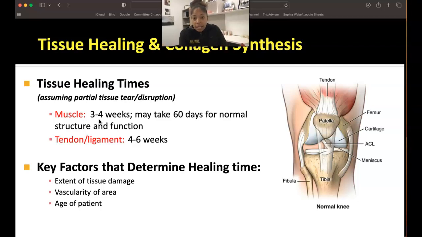But there are key factors that determine the healing time. It's going to be the extent or the degree of the tissue damage. So was it a grade 1, grade 2, grade 3, right? The vascularity of the area, we just talked about that with muscle versus tendon and ligament, and the age of the patient. Well, I'm not going to say how old I am, but let's just say it takes a lot longer for me to recover from an injury than when I was 18 or 19. So appreciate your young bodies now, because younger patients tend to be more resilient.